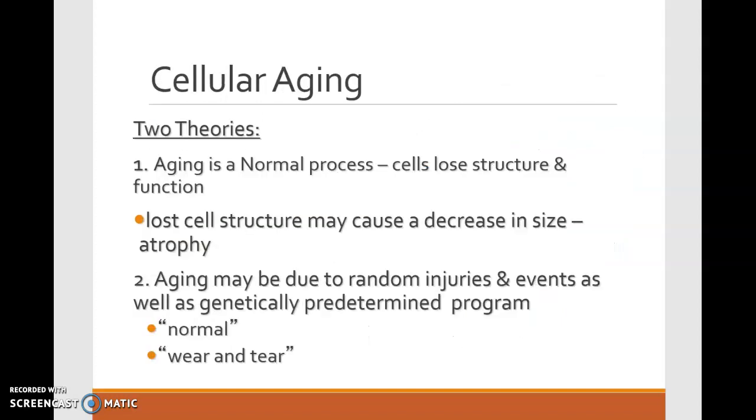We're going to end with cellular aging. Aging is normal. Lost cell structure decreases in size with atrophy, or aging may be due to random injuries and events, so normal wear and tear, and these would be our cellular aging theories.